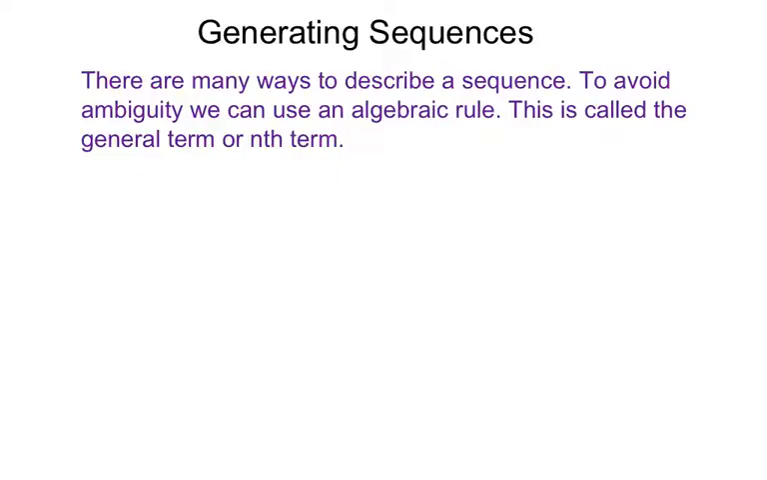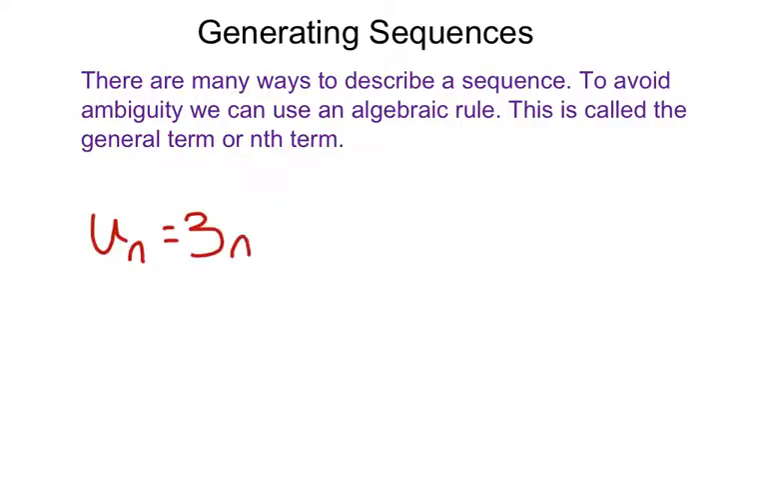So we can use an algebraic rule, and this is usually called the general term or the nth term. To show that we're talking about the general term, we use the notation un. Now, u is used to represent any term in a sequence, and the little n, the subscript n, is going to tell us which term we're dealing with. So let's look at an example, and it should become very clear.